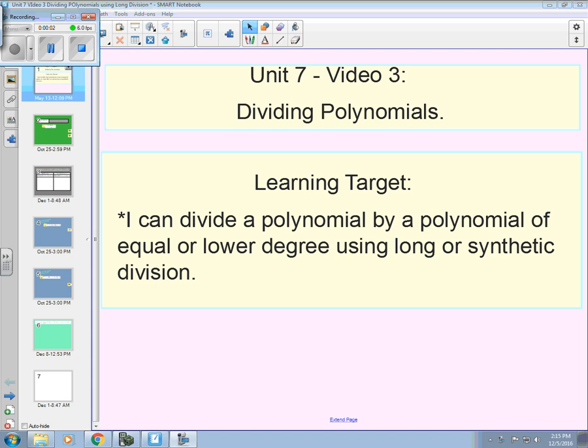We're going to be looking today at dividing polynomials. We want you to be able to divide a polynomial by a polynomial of equal or lower degree using either long or synthetic division.